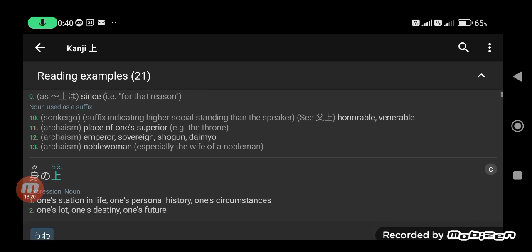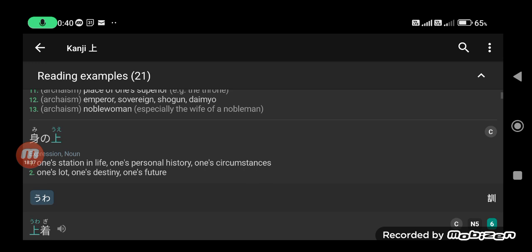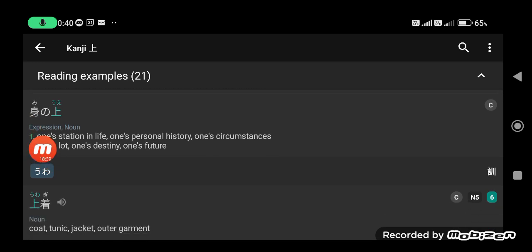Archaism, you may screenshot this, but this is very, very seldom used because this only exists during the Edo period, Edo Jidai in Japan, during the period where samurais and ninjas are still active. Okay, so mi no ue. It is an expression: one's station in life, one's personal history, one's circumstances, or one's lot, one's destiny, one's future.